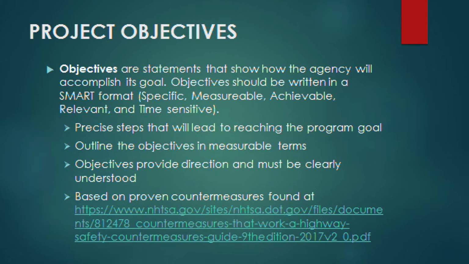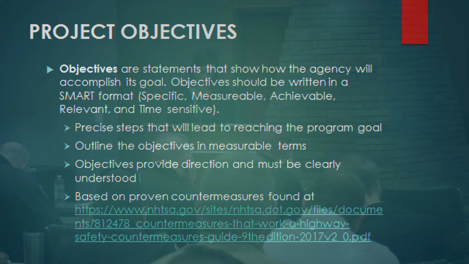S stands for specific. What exactly are we going to do? M stands for measurable. How will we know that this change has occurred? A stands for achievable. Can it be done within a year with our personnel, with our local agency's resources? Is it realistic? And again, is it time sensitive for the funding period that GOHS has?